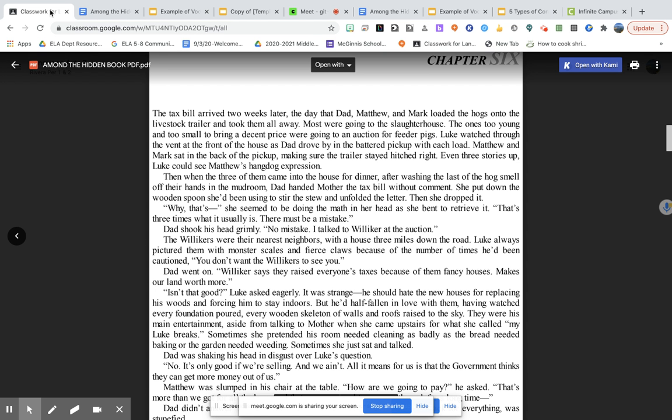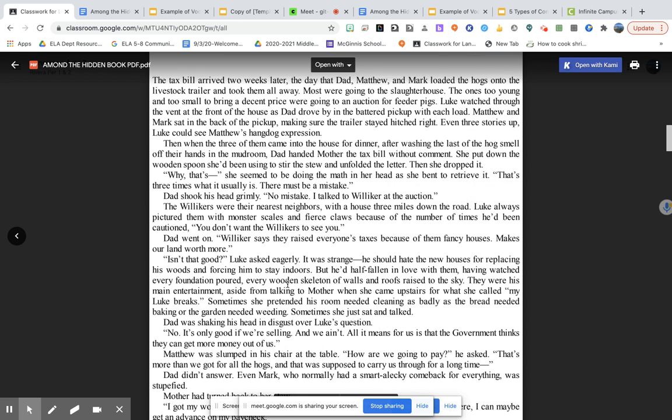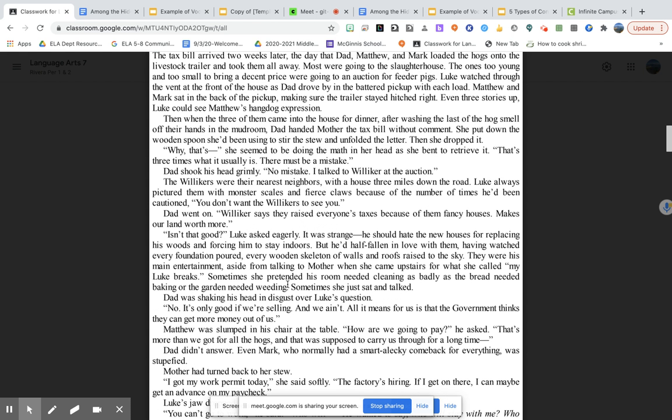Dad shook his head grimly. "No mistake, I talked to Williker at the auction." The Willikers were their nearest neighbors, with a house 3 miles down the road. Luke always pictured them with monster scales and fierce claws because of the number of times he'd been cautioned, "You don't want the Willikers to see you." Dad went on, "The Willikers say they raised everyone's taxes because of those fancy houses. It makes our land worth more." "Isn't that good?" Luke asked eagerly.